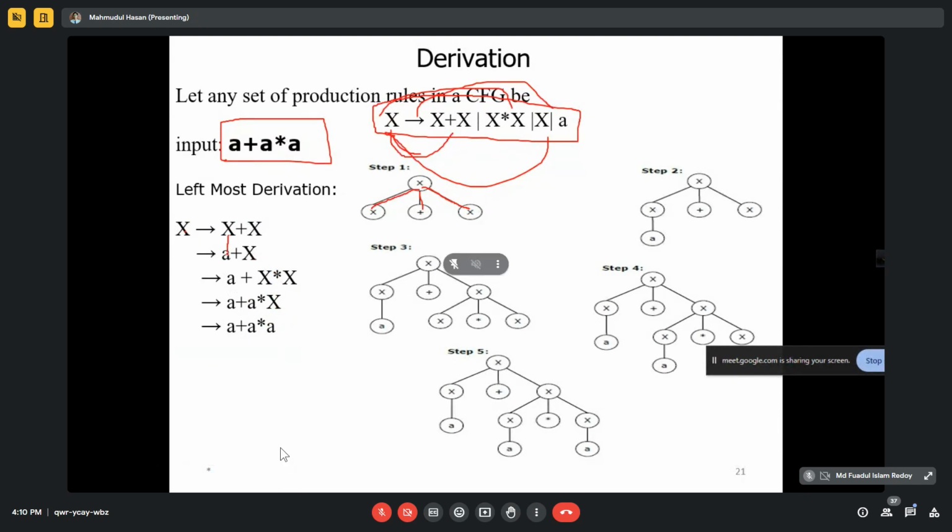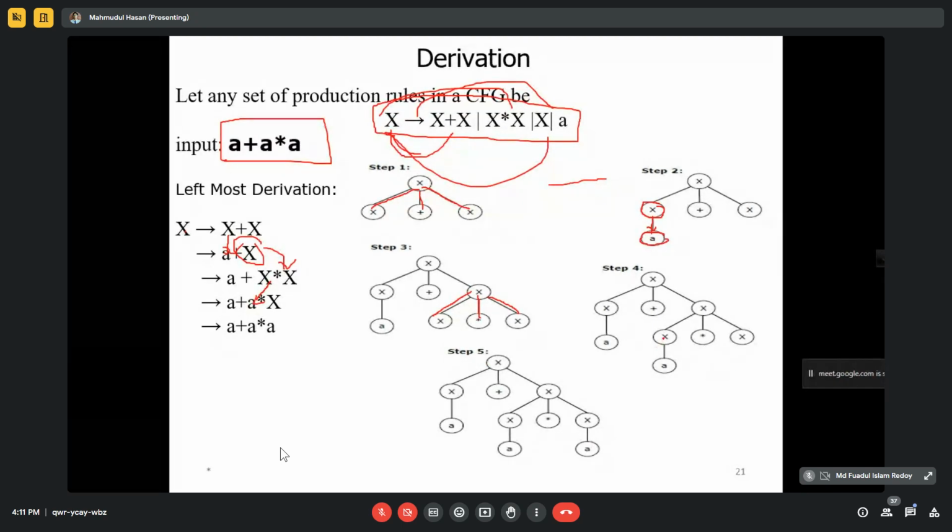Then you replace this x with a. So in the second step, you replace x with a. In the third step, you replace this x with x into x. Then in the fourth step, you replace this x with a. And in the fifth step, this x is replaced with this a.